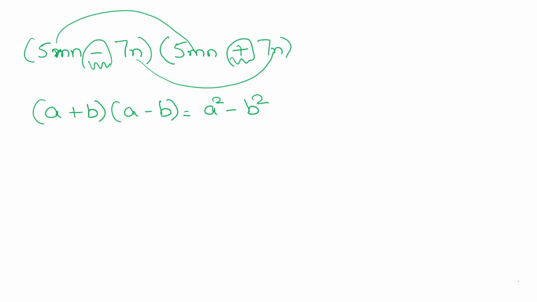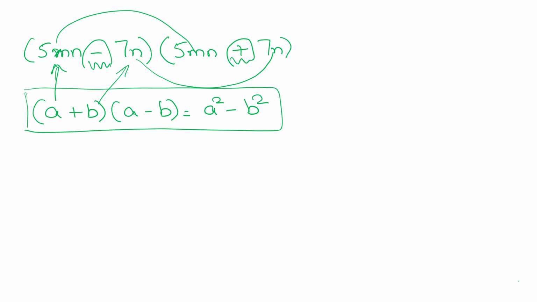Okay. So here also you have first terms equal. That means what is the first term? a, and what is b? 7n. First term is a, which is 5mn, and second term is b, which is 7n, and you have signs different. Here also you have plus and minus. So the identity is a² − b². I am drawing arrows, actually in examination instead of drawing arrows you write like this: a is equal to 5mn and b is equal to 7n. So what is the identity for this? a² − b². What is a?